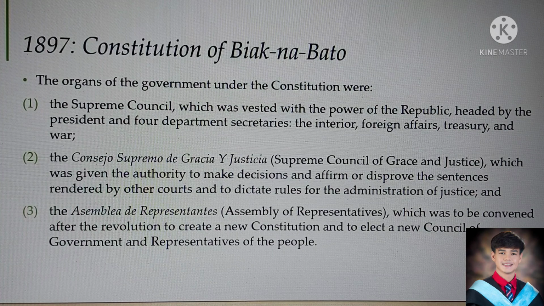Itong mga representatives na to, ito yung kumbaga mga gumagawa ng batas. This is the legislative branch na sa atin is kumbaga tagagawa ng batas.